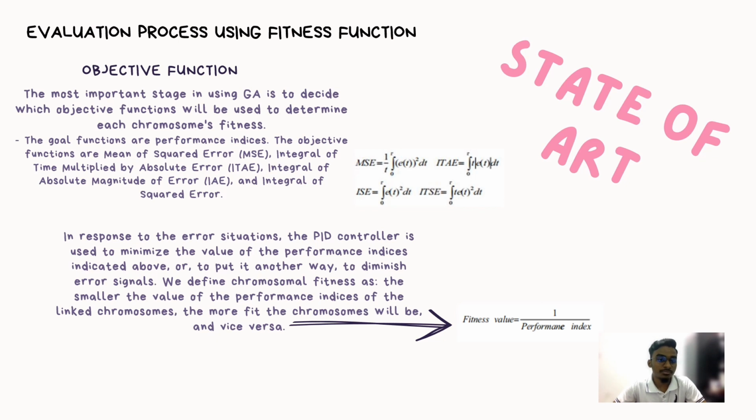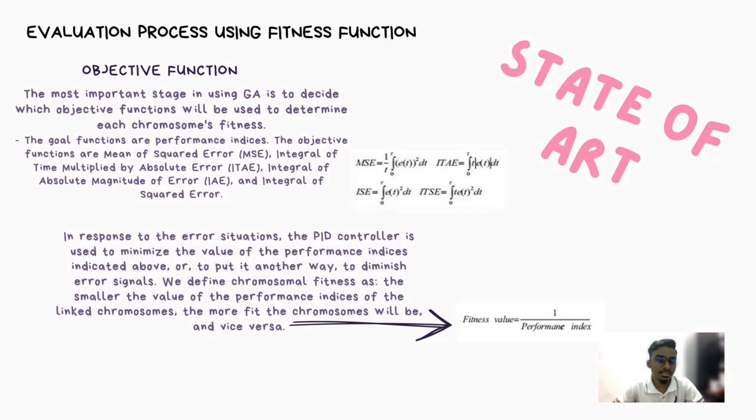The goal functions are performance indices. The objective functions are mean of square errors, MAE, integral of time multiplied by absolute error, integral of absolute magnitude of error, and the last is integral of square error. And the right hand side is the equation for the MAE and IAE.